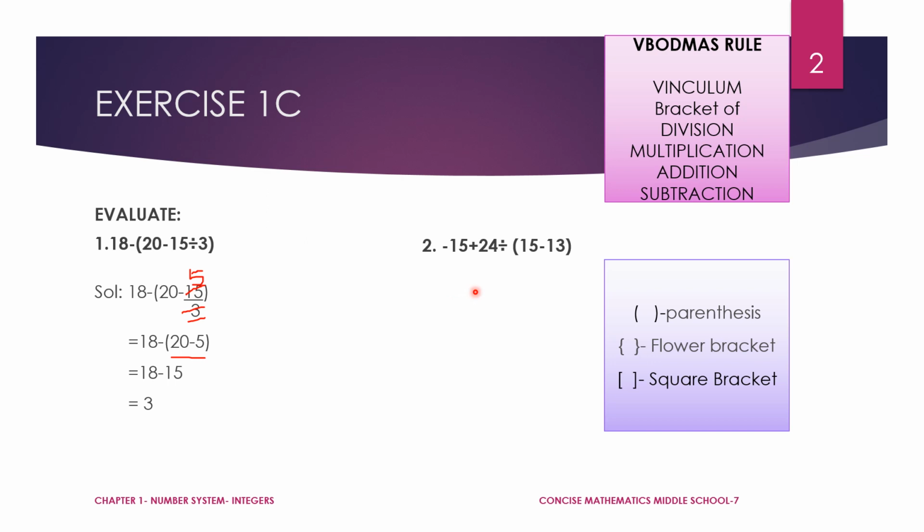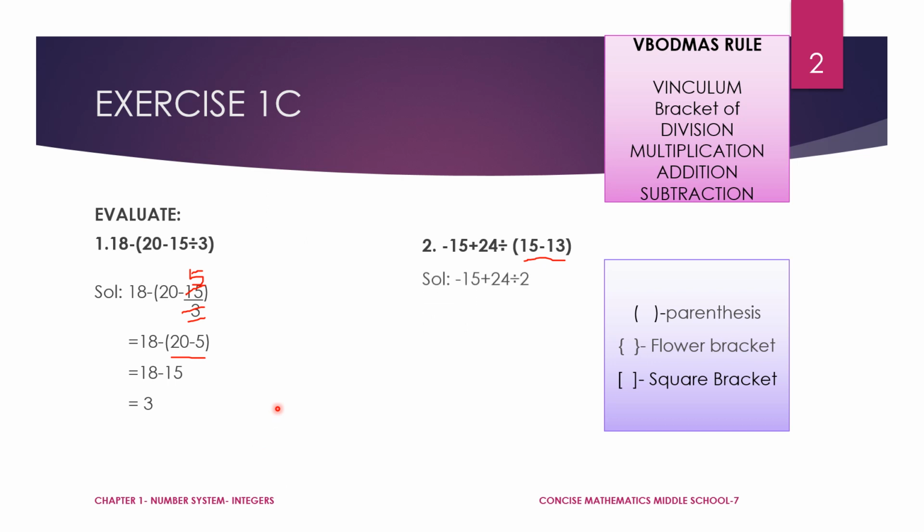That is minus 15 plus 24 divided by (15 minus 3). Here also you don't have any vinculum. Just keep checking with this VBODMAS. Each and every problem I will be explaining by comparing with this. So watch the video until the end. So vinculum is not there. Bracket of: do you have any braces? Yes. 15 minus 3 is in braces, that is parenthesis. Parenthesis should be solved first, right? So we have to solve 15 minus 3 first.